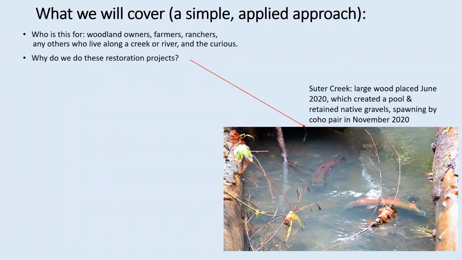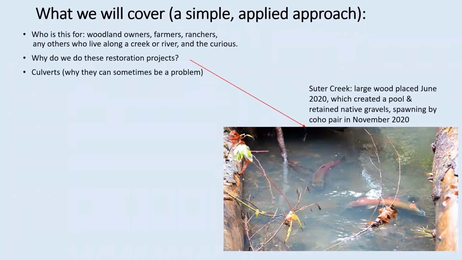If you look at this photo, you can see two large logs framed on the left and right, and the female salmon, or the hen, on her side, scouring the gravels in the creek to create her nest of red, and the male salmon just laying back waiting for her to finish up. The work where these logs were placed was done in the summer of 2020, which created a nice pool in that particular spot and retained some native spawning gravels. And spawning by a coho pair amazingly began several months thereafter in November of 2020.